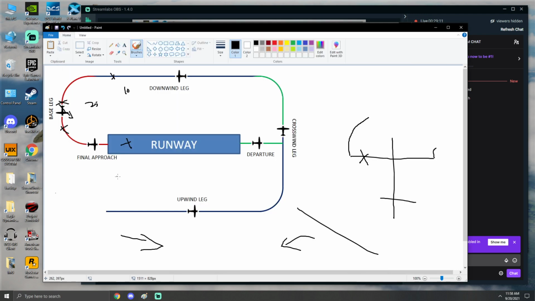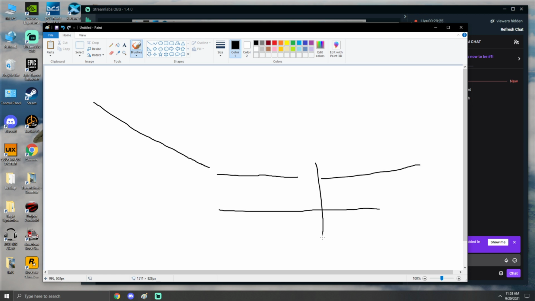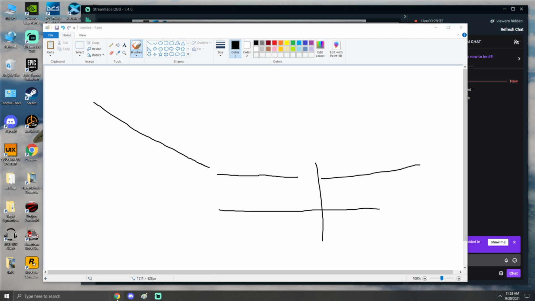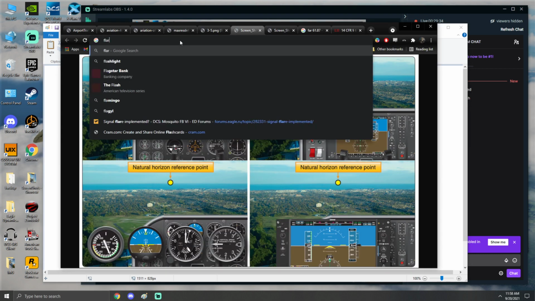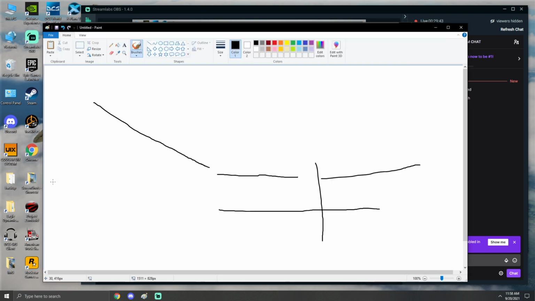So I kind of view the landing too in 3 phases. Let me clear this all out. Here's your runway. You've got your approach, you've got your round out, and you've got your flare. Now I know that people like Jason Shapert are like, you need to get flare out of your vocabulary, but what is the definition of flare? Legitimately. Let's see, flare. A gradual widening, especially of a skirt or pants. So that's basically what we're doing here.